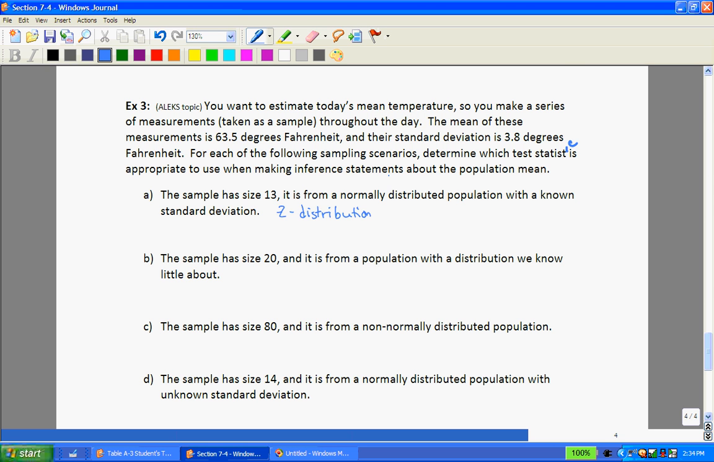Okay, take a look at B. The sample has size 20, and it's from a population with a distribution we know little about. Well, if we don't know any other information, it kind of makes it hard to make a decision. We don't know if it's normally distributed. We don't know whether or not we know the standard deviation. So this one is too little information or unclear. So we can't make a decision here about which distribution to use. Not enough information.